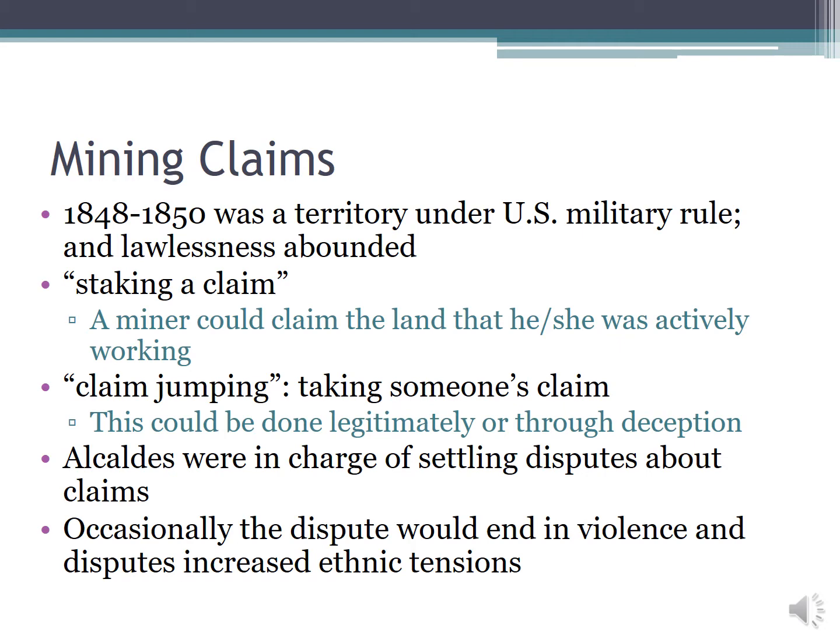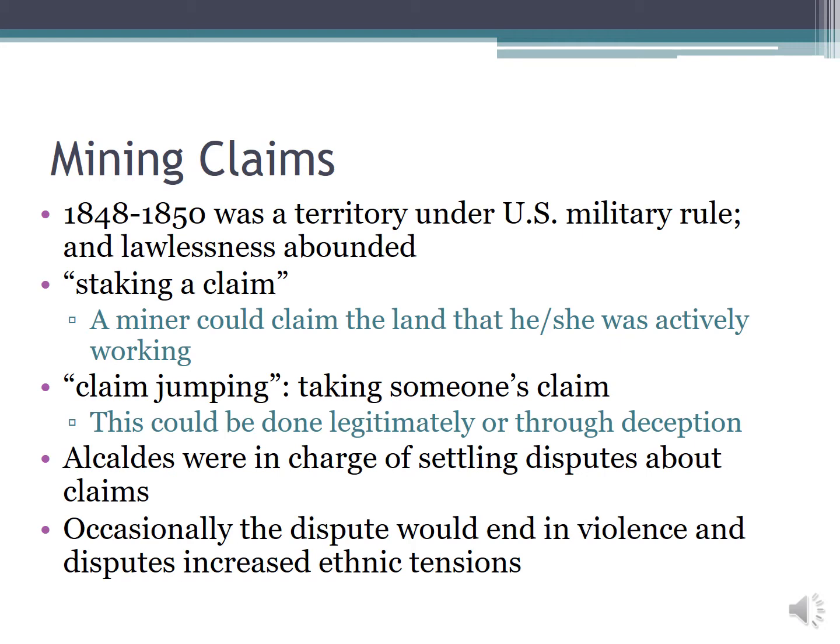Now, you always ran the risk that somebody might jump your claim. This was basically when somebody would come along, maybe they were better armed than you were, or had more people with them or whatever, and they took your claim from you either through brute force or by just sneaking in. And so this was a problem in a lot of areas.